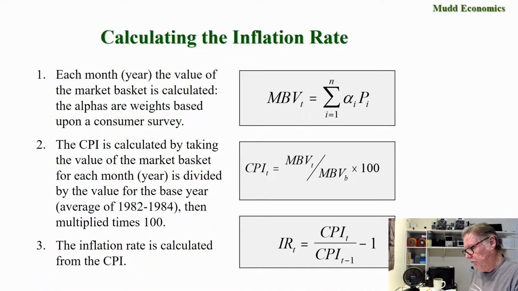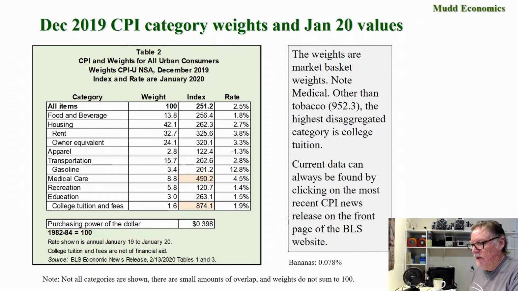These are the category weights for some of the aggregated values for January. This is the December 2019 weights and the January 2020 values. So again, the weights are from the December 2019 statistics, the values, this is how they're paired in the data release, and these are fairly current January 2020 values.